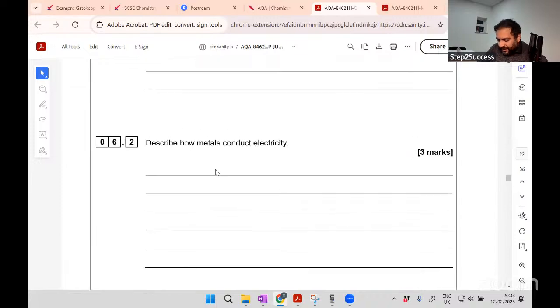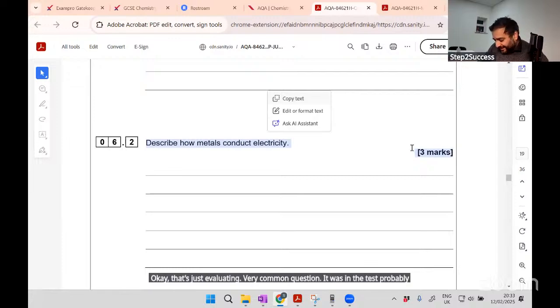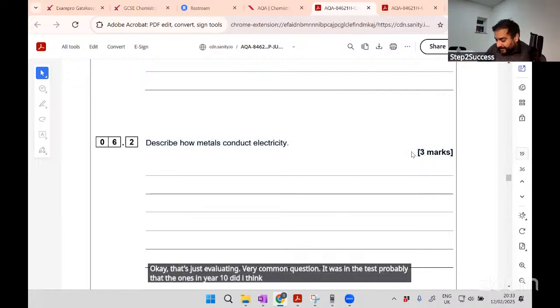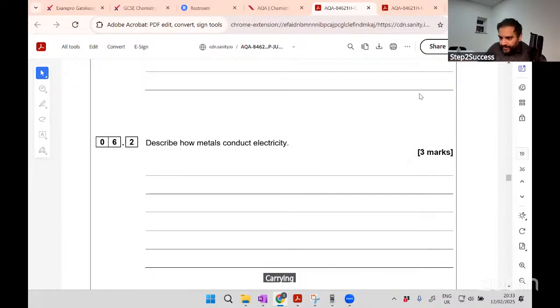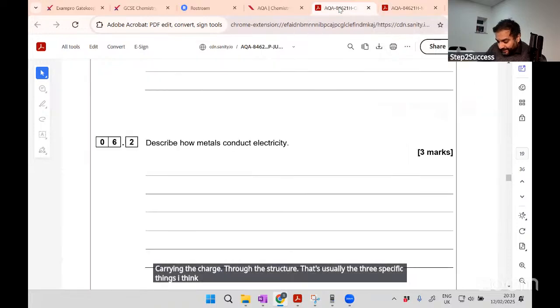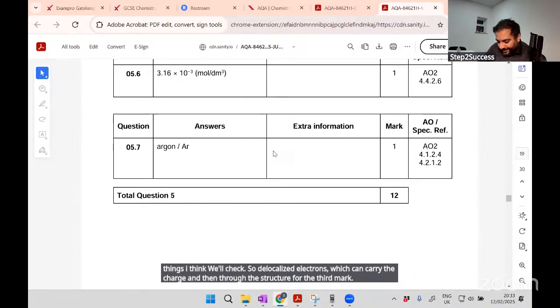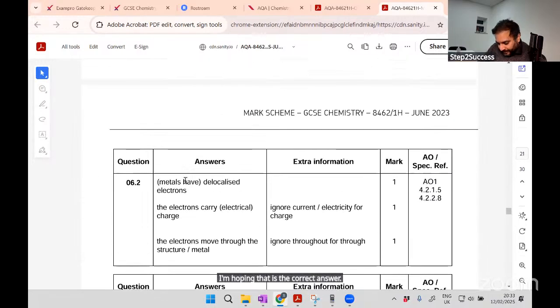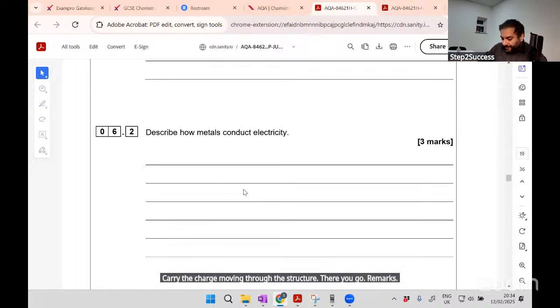Okay, that's just evaluating. Very common question. It was in the test probably that the ones in year 10 did, I think. How metals conduct electricity? You must say the same points, which are delocalized electrons carrying the charge through the structure. That's usually the three specific things, I think. We'll check. So delocalized electrons, which can carry the charge and then through the structure for the third mark. I'm hoping that is the correct answer. Delocalized electrons, carry the charge, moving through the structure. There you go, 3 marks every time.